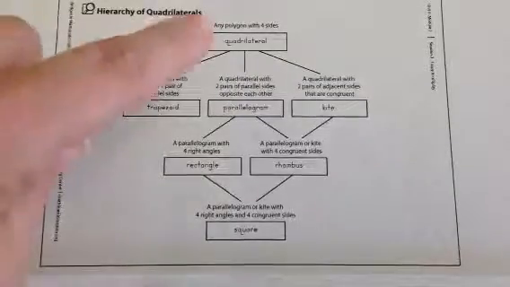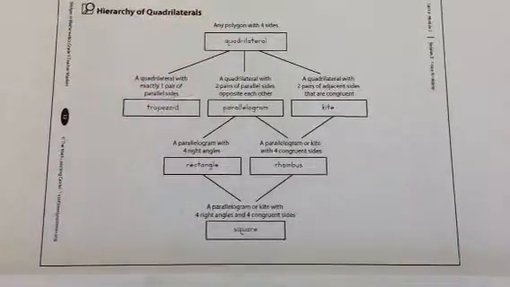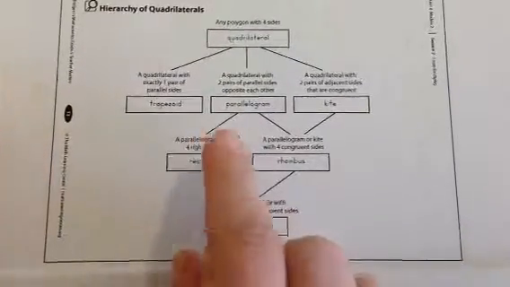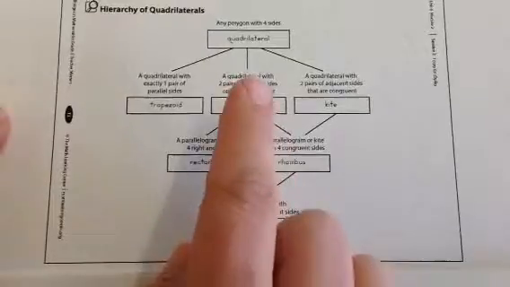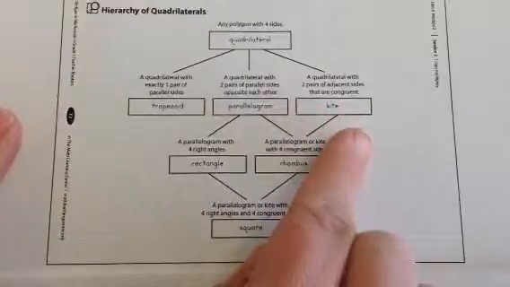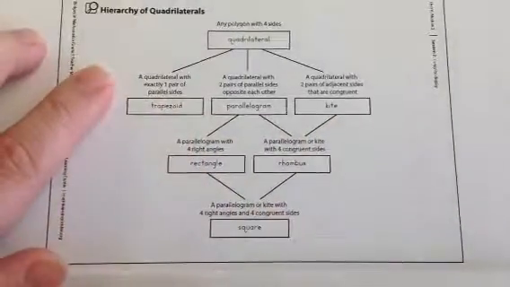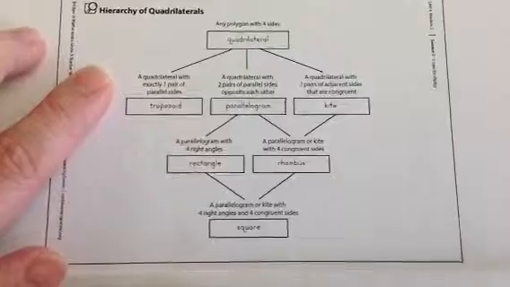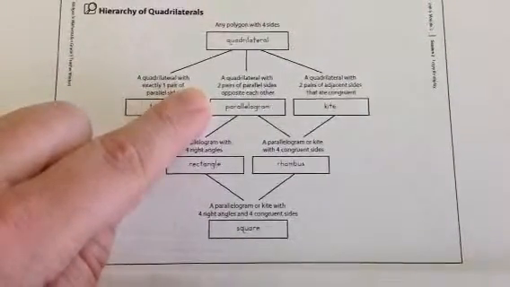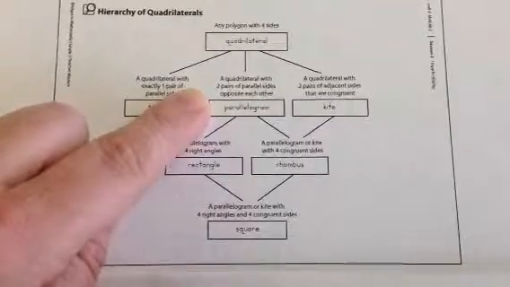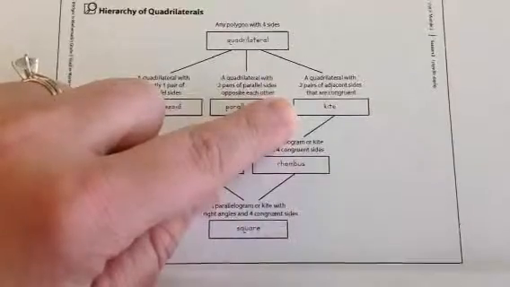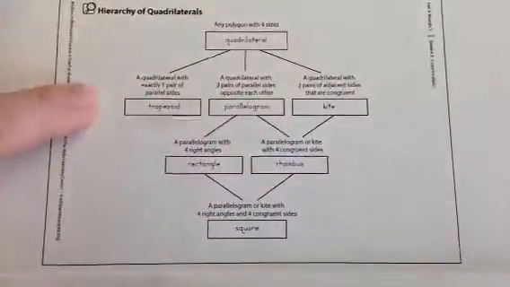So the first thing we do is we look at a quadrilateral. So a quadrilateral is any polygon with 4 sides. And then we look at our subcategories of quadrilaterals. So underneath the quadrilaterals, we have a trapezoid, a parallelogram, and a kite. So a trapezoid is a quadrilateral with exactly 1 pair of parallel sides. A parallelogram is a quadrilateral with 2 pairs of parallel sides opposite each other. And then a kite is a quadrilateral with 2 pairs of adjacent sides that are congruent. And so this is our subcategory 1.